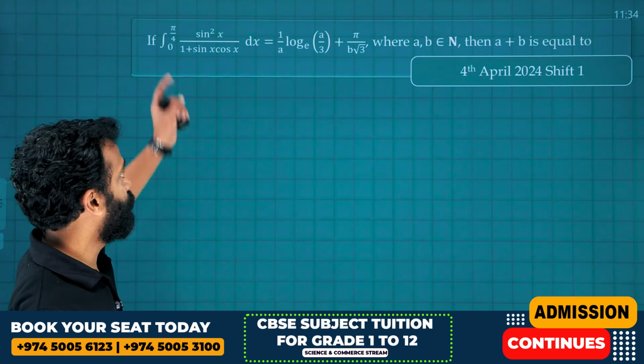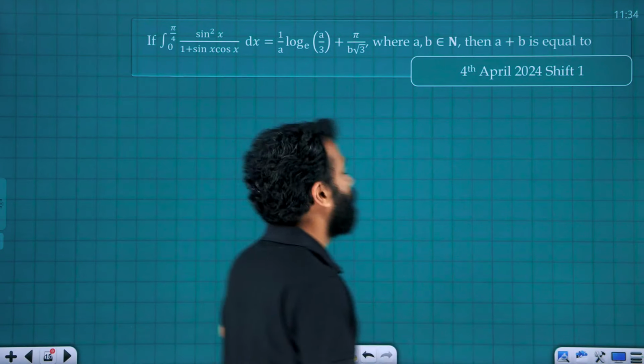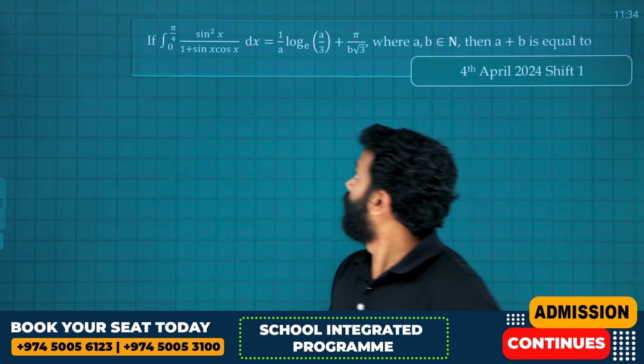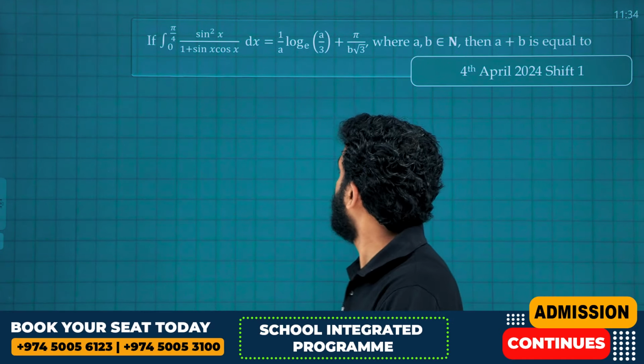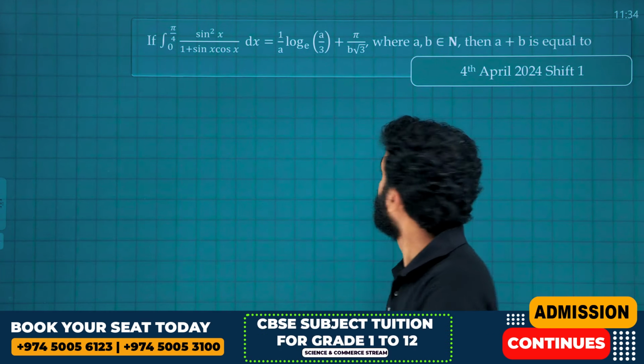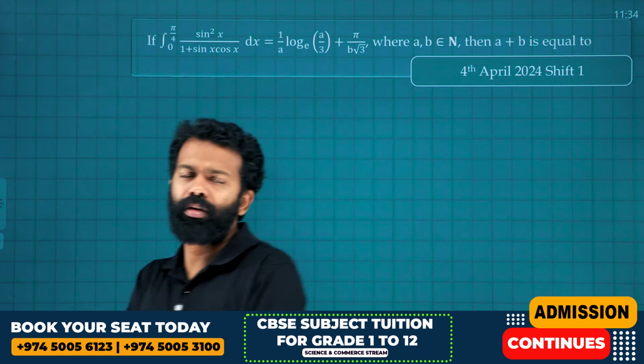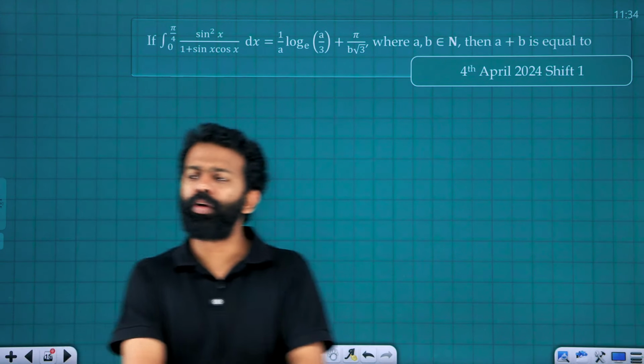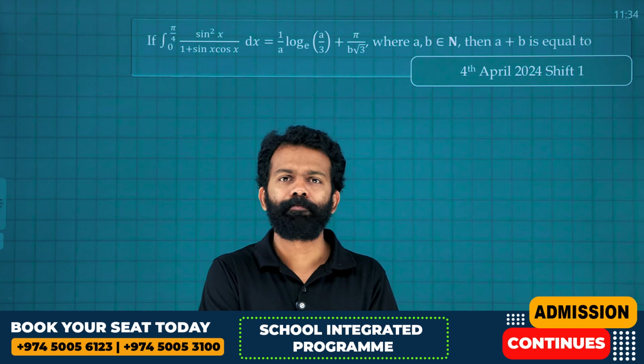Yes. The integral from 0 to pi by 4 of sin square x divided by 1 plus sin x cos x dx is equal to 1 by a log a by 3 to the base e plus pi by b root 3, where a, b are natural numbers. You need to find the value of a plus b. So, how are you going to formulate the value of a plus b?